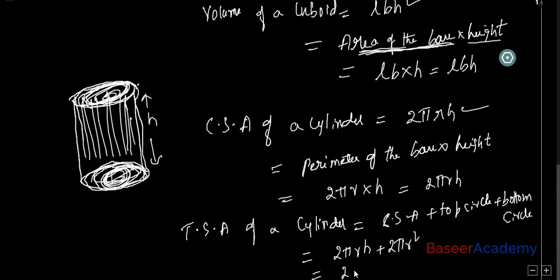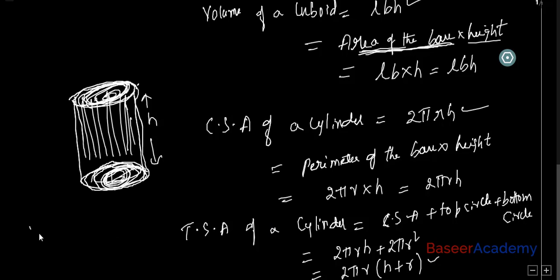If I take 2 pi r common, I get here h plus r. 2 pi r into h plus r is nothing but the total surface area of a cylinder. So the total surface area of a cylinder is 2 pi r into r plus h.